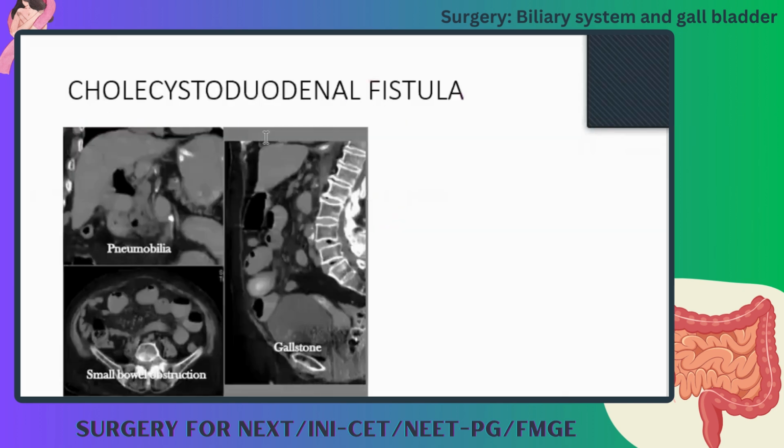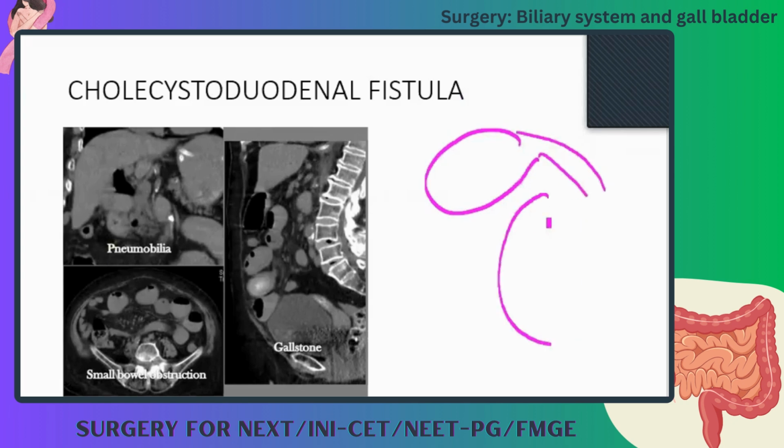Now this is cholecystoduodenal fistula. This is the gallbladder and this is the duodenum. Sometimes there will be a fistula formation. I told you in Mirizzi's, a stone is blocked here and causing inflammation here. Sometimes, because of stones and inflammation in the gallbladder, there will be fistula formation between the gallbladder and the duodenum. So stones come into the duodenum.